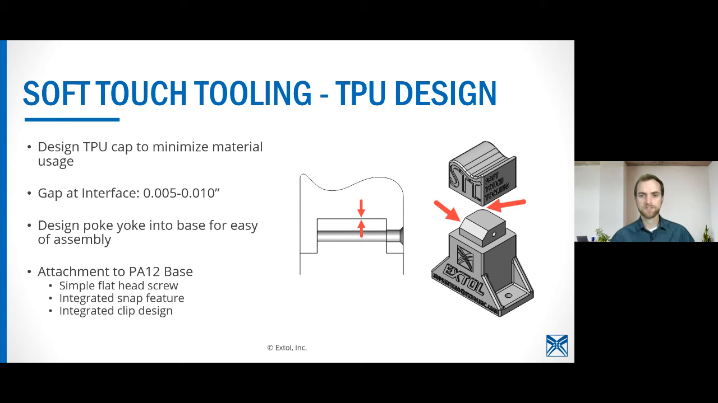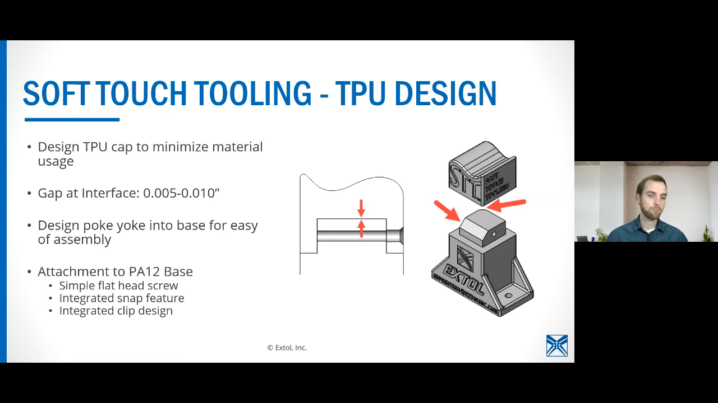When it comes to TPU design, the cap, the TPU is more expensive to produce than the PA12. So minimizing the TPU used will put cost only where the value is. So in this case, right next to where your customer part is touching the nest. If you are printing the TPU cap and the PA12 base, a gap interface between the two of 5 to 10 thou has been working well.